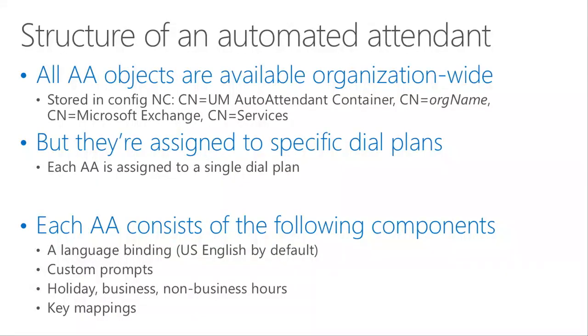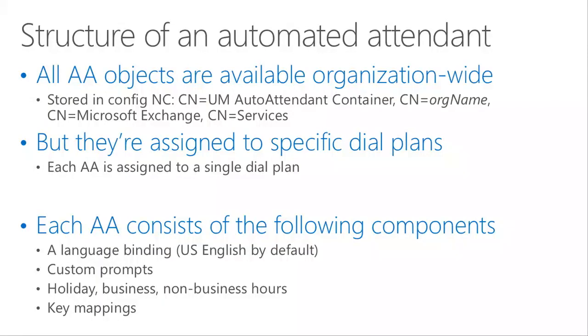The automated attendants themselves are stored in the configuration naming context. Because really, when you think about what they are, they're tables that map something that the system can say, or a prompt it can play, with a choice that the user can make. Right? So because they're in the configuration naming context, they are visible to every UM server in your organization. But they're assigned to a specific dial plan.